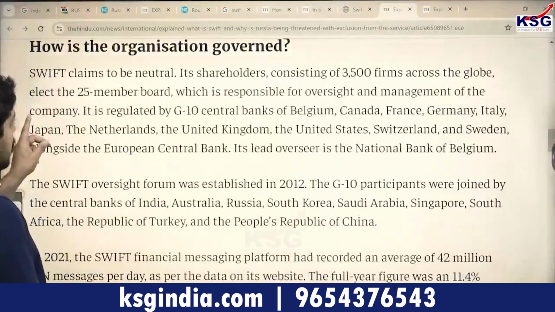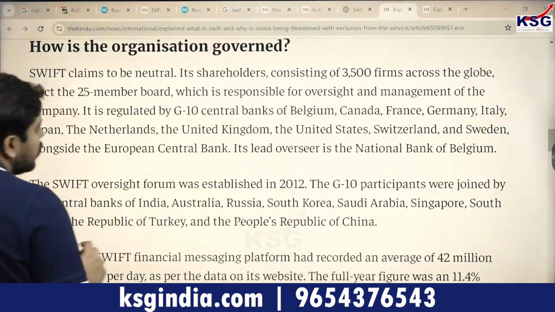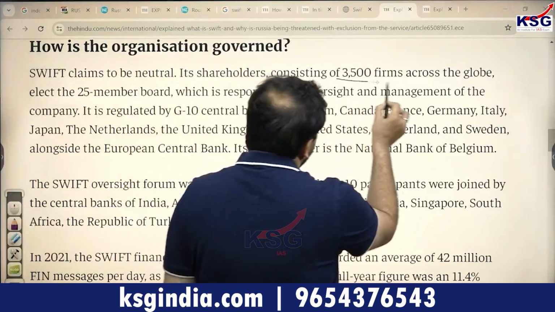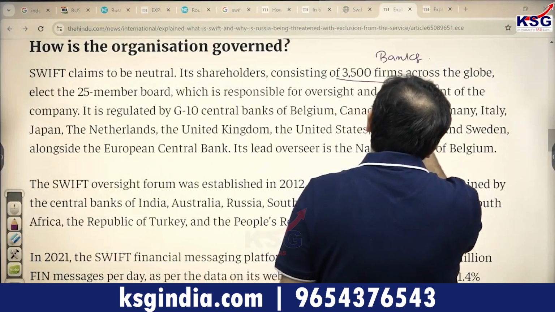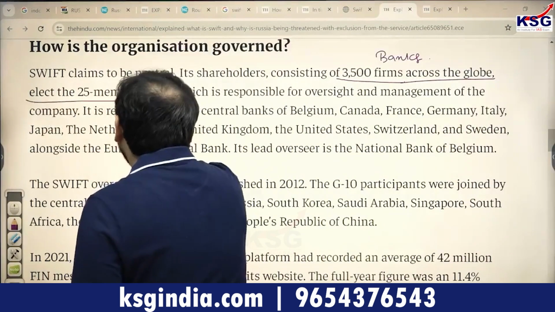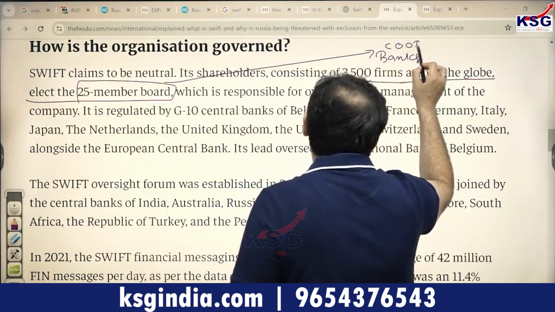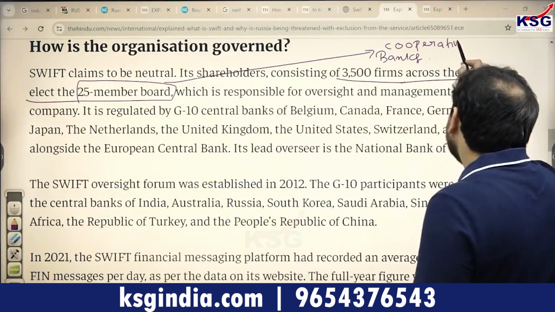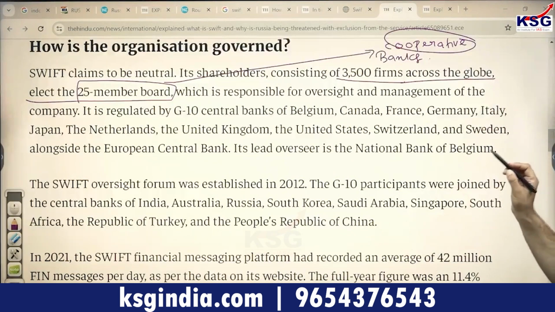How is the organization governed? SWIFT claims to be neutral. Its shareholders consist of 3,500 firms, which means banks across the globe. So, you have 3,500 banks who are shareholders of the cooperative, which elect a 25-member board, right? So you have a board of the cooperative. As you can see, SWIFT works as a cooperative, which is responsible for oversight and management of the company.